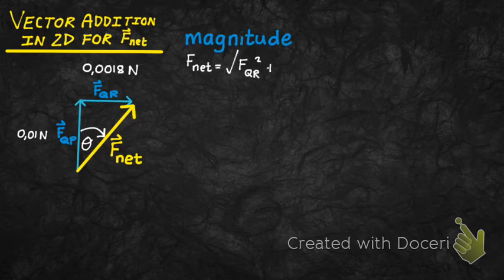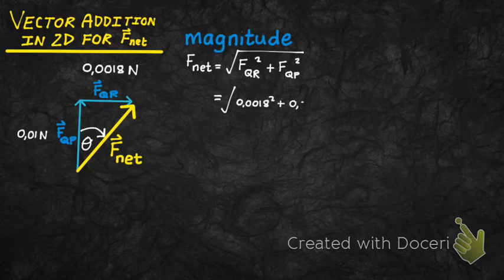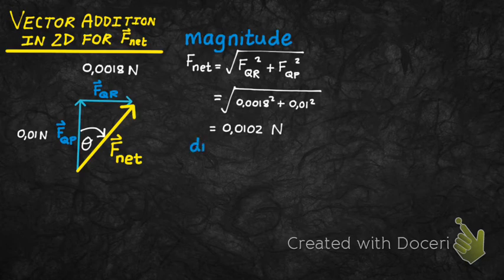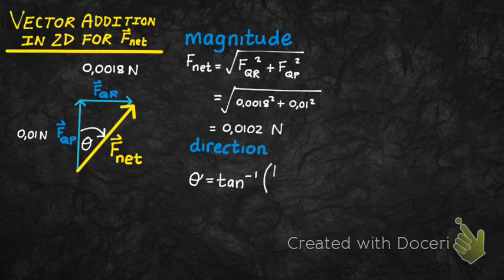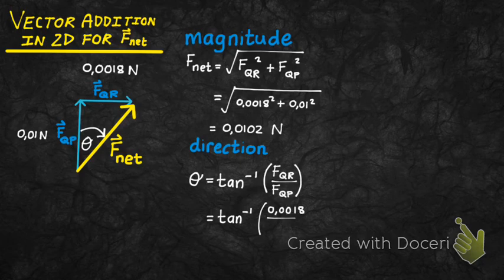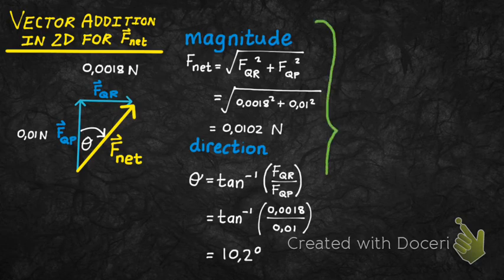Fortunately, those are at right angles, so to get the magnitude, which you can see over here, we simply make use of Pythagoras. So the net force in magnitude is the square root of the sum of the squares of the other two forces involved, so we get 0.0102 newtons, and to solve for the direction we need to make use of basic trigonometry. So in this case, tan is probably the easiest trig function to use, tan being your opposite over your adjacent, so the angle is then inverse tan of your opposite, FQR, divided by your adjacent, FQP.